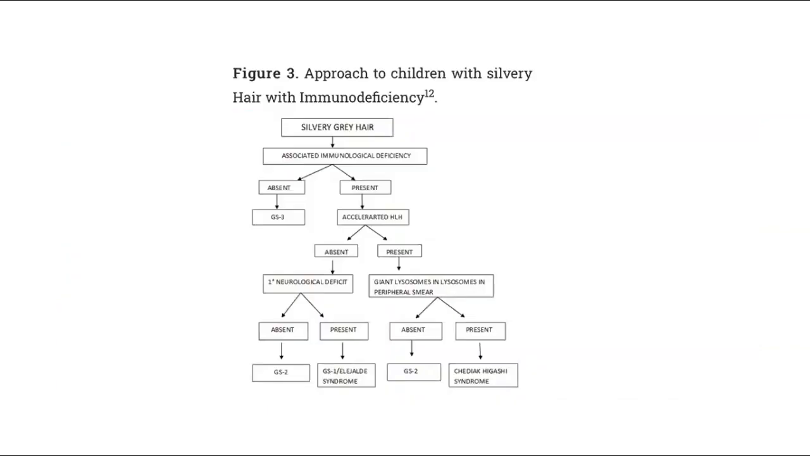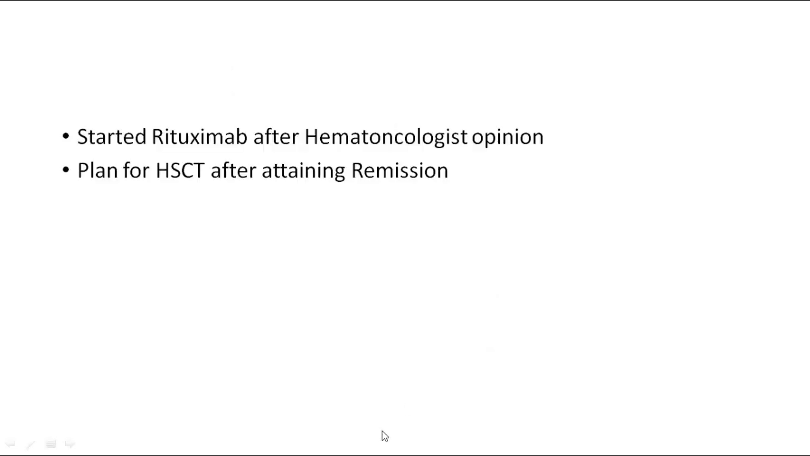So any child presenting with silvery gray hair, we suspect an associated immunological deficiency. Then this child has features of HLH. And when HLH features are present, we should look for lysosomes in the peripheral smear, which are absent. So this child is fitting into Griscelli syndrome too, which is associated with primary HLH. It is an autosomal recessive condition.